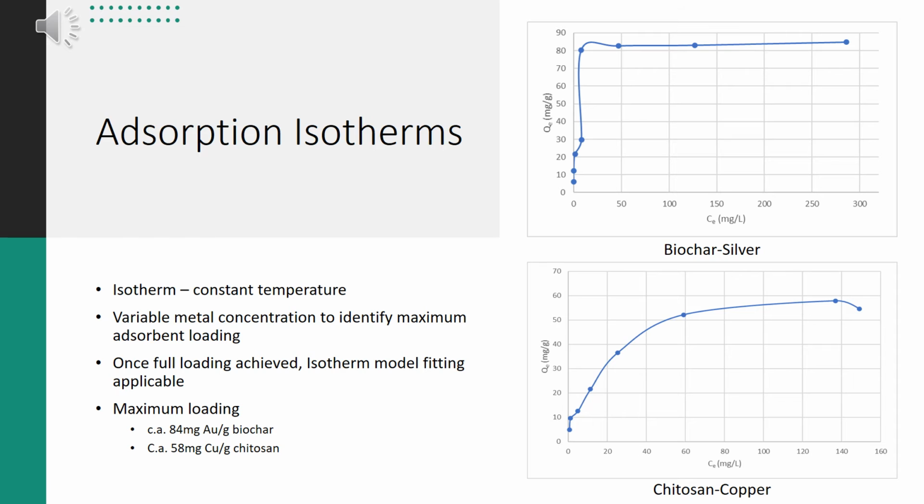We then conducted some adsorption isotherms. This looked at essentially saturating our adsorbent materials to identify the maximum adsorbent loading of biochar with silver and chitosan with copper. You can see from these graphs, the top one is to do with biochar. That achieved about 84 milligrams of silver per gram of biochar, and chitosan was capable of adsorbing about 58 milligrams of copper per gram of chitosan. And then once we had identified that there was full loading, identified by a straightening out of these graphs, we then fitted various adsorption isotherm models, as will be covered later.